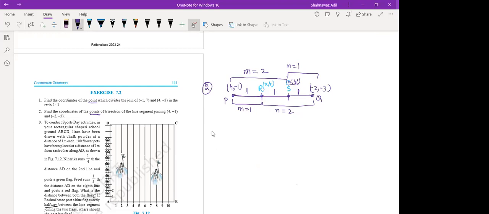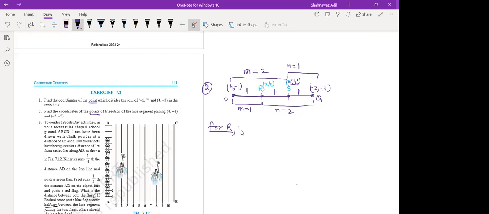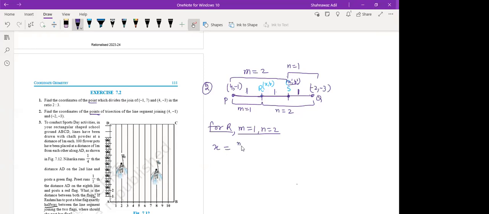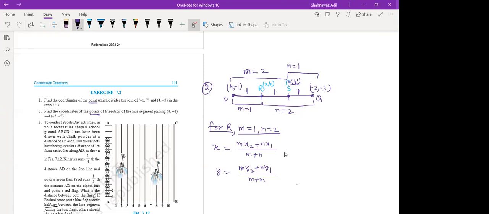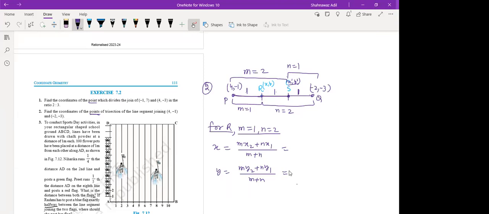Okay, so now let us calculate for R, right? For R, we understood that M equals 1 and N equals 2. So for R, let us calculate what is X. X is mx2 plus nx1 divided by M plus N, and Y is my2 plus ny1 divided by M plus N. So please calculate and tell me what X and Y you get.